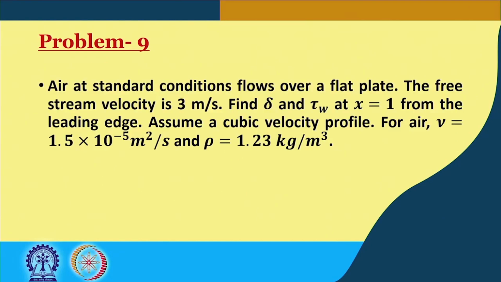We will see another problem which says that air at standard conditions flows over a flat plate. The free stream velocity is 3 meters per second. Find delta and tau w at x is equal to 1 meter from the leading edge. Assume a cubic velocity profile. For air, nu is equal to 1.5 into 10 to the power minus 5 meter square per second and rho is equal to 1.23 kilogram per meter cube.